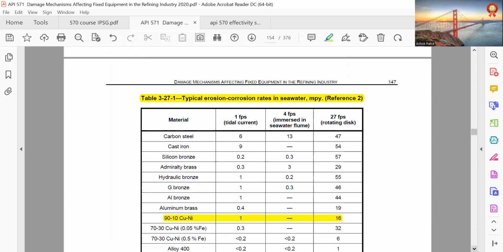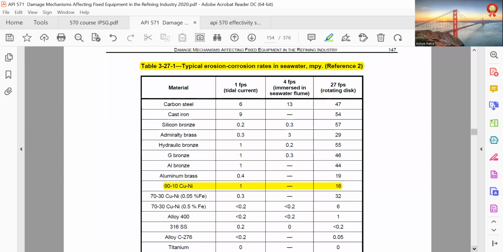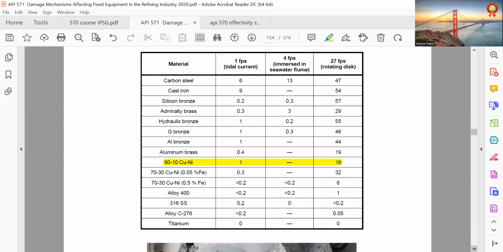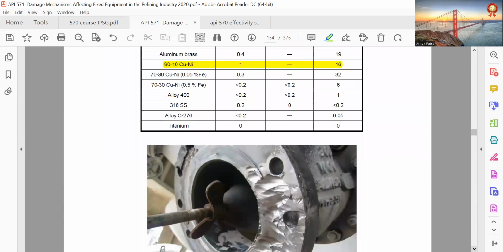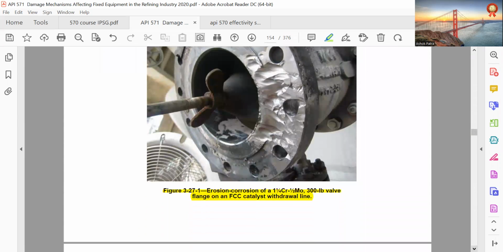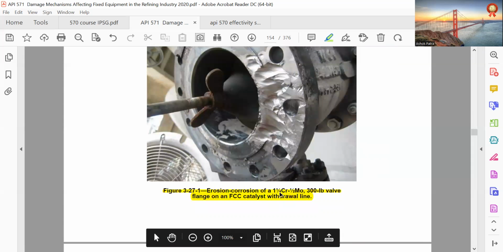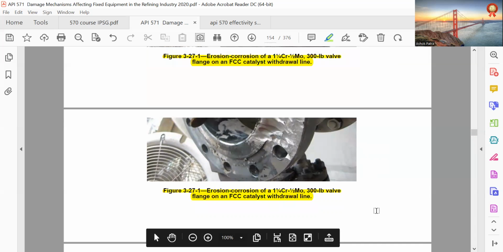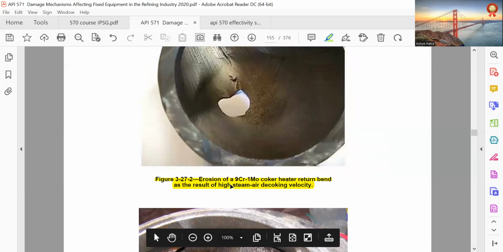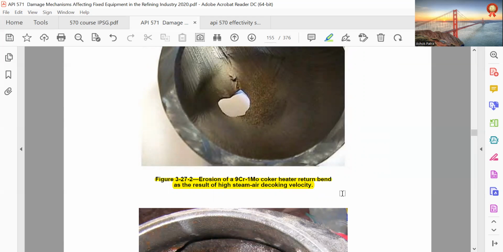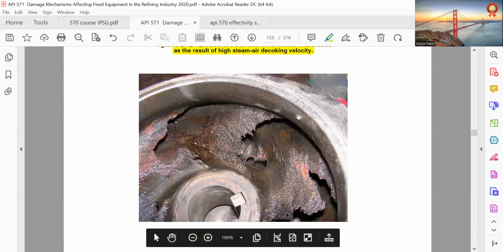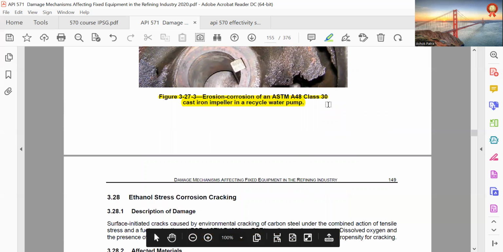Typical erosion-corrosion rates in seawater, in MPY, for 90-10 CuNi, with tidal current. Figure 16: erosion-corrosion of a 1.25 chrome half moly 300 LB valve flange on an FCC catalyst withdrawal line. Erosion of an 8 chrome 1 moly coker return bend as a result of high steam-air decoking velocity. Erosion-corrosion of an ASTM A48 Class 30 cast iron impeller on a water pump.